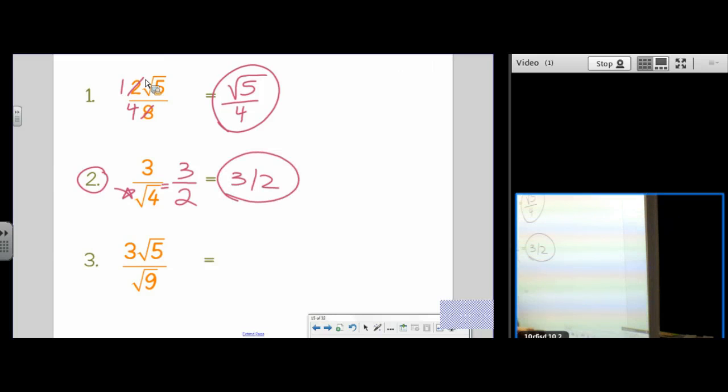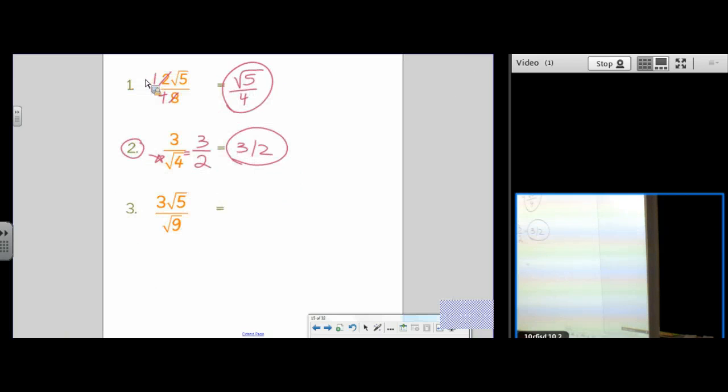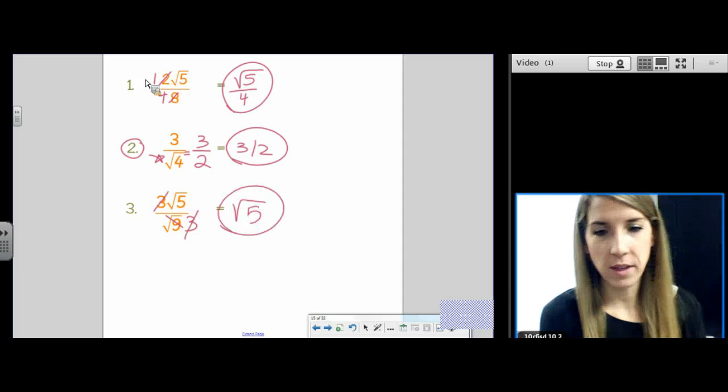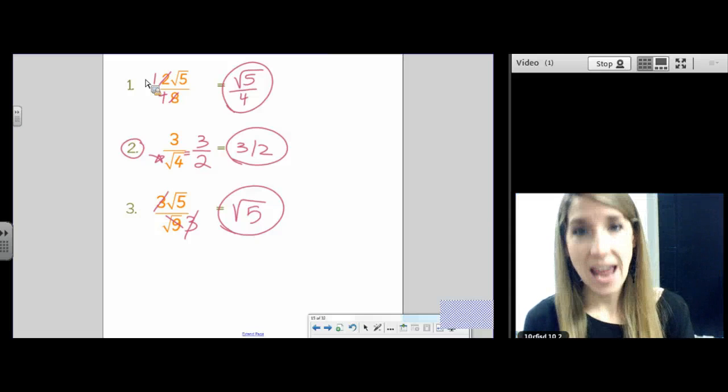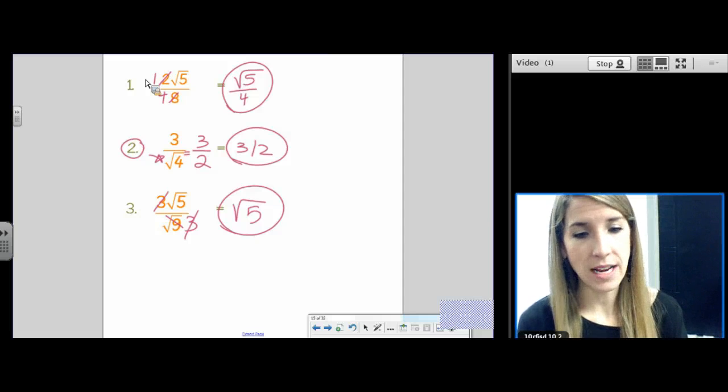Number 3, I spy another perfect square. The square root of 9 is just 3. The 3's cancel, and the answer to number 3 is actually just square root 5. So those are some little, it's not really tricks, but anytime you see a perfect square, take the square root of it. Turn it into an integer.